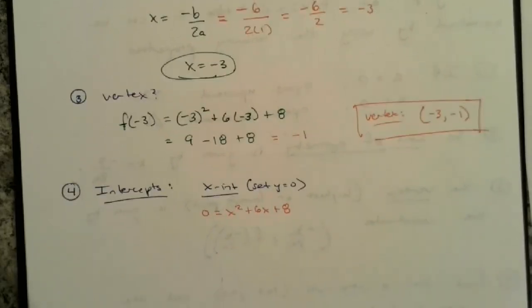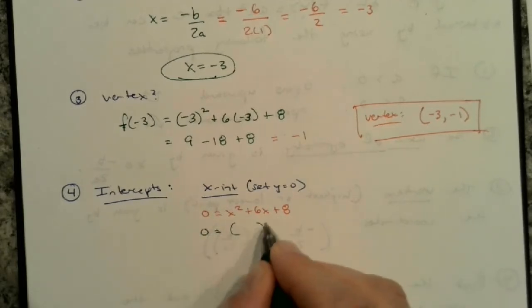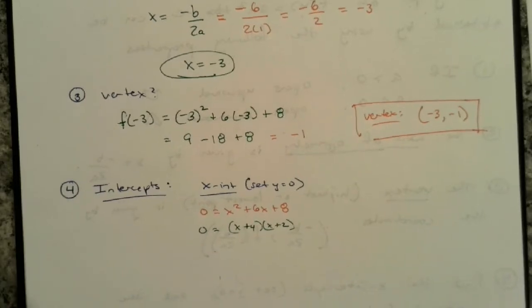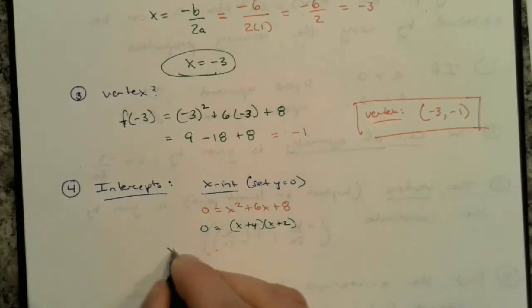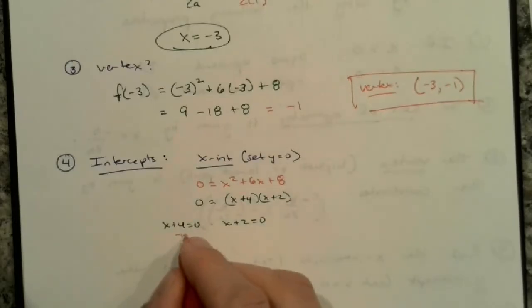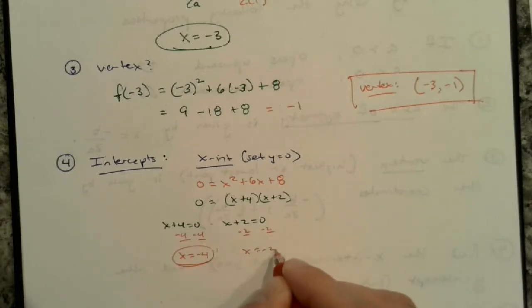To solve this, you should always try to factor first. You know, you could always use the quadratic formula later on, but this factors: 2 sets of parentheses, x and x, multiplies to 8 and adds to 6, so it's x plus 4, x plus 2. And then you want to set each of those factors equal to 0, right? So we say x plus 4 equals 0, x plus 2 equals 0. Solving each of these, you should know how to solve these. We'll subtract 4 from each side. We get x equals -4. Subtract 2, I get x equals -2.